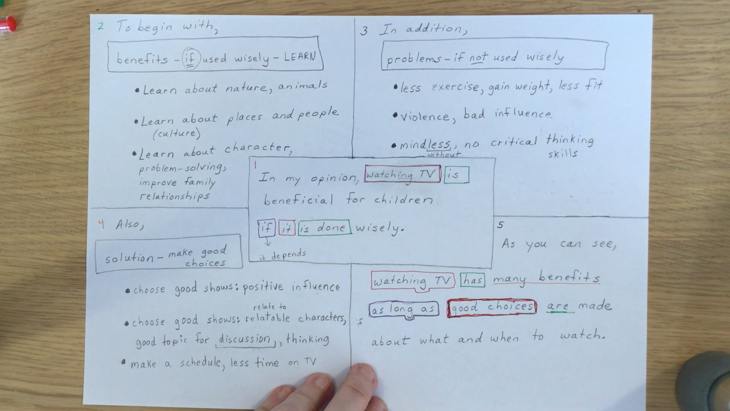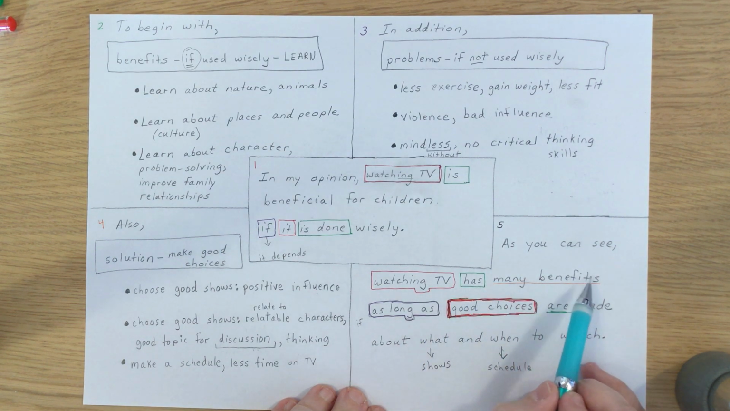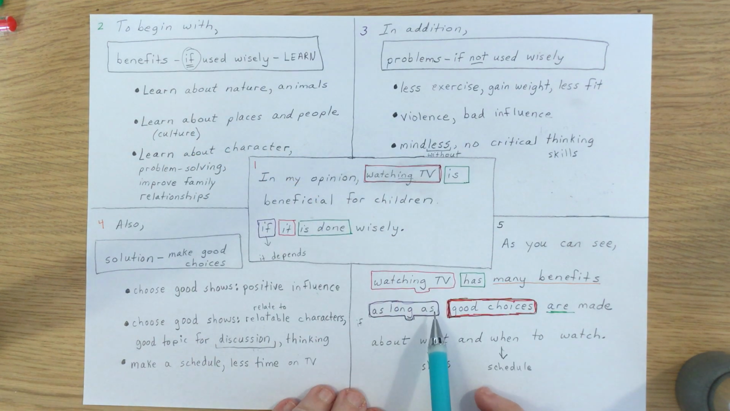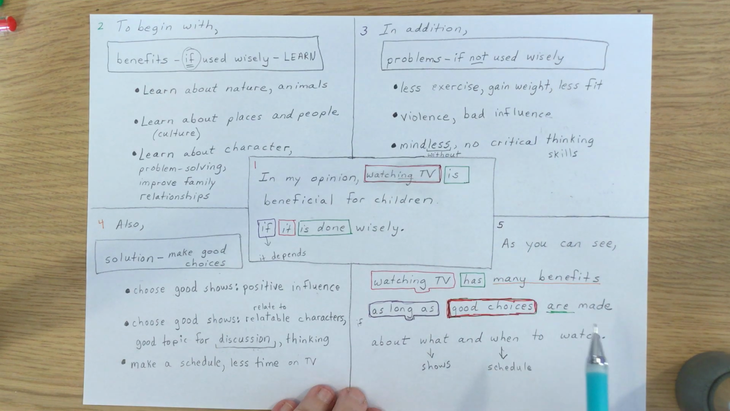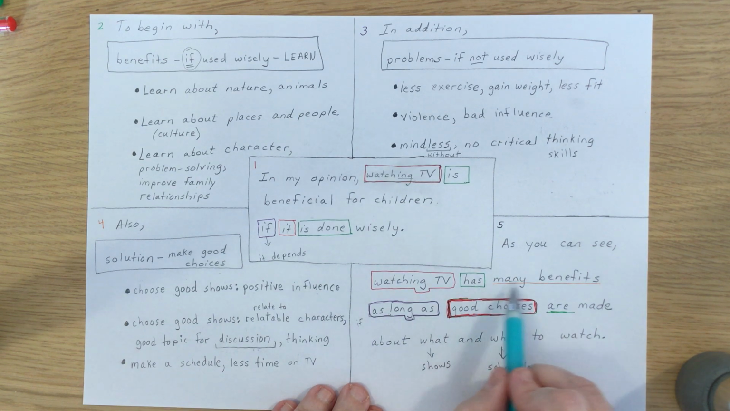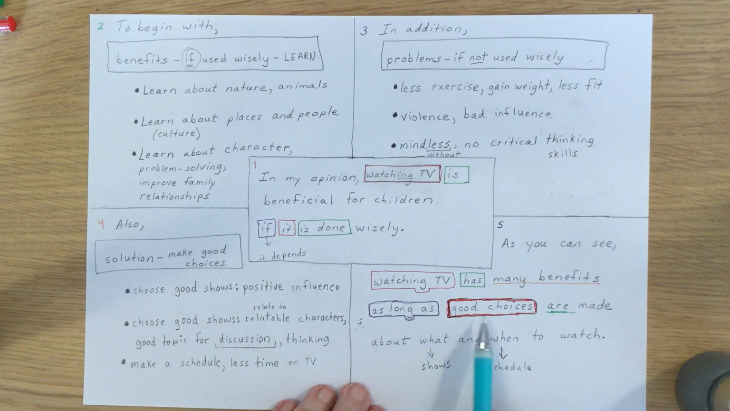So "what" talks about the shows, because remember I said choose good shows. And the "when" is talking about the schedule, make a schedule. So what time, how much time, what days. So here I say, watching TV has many benefits, as long as good choices are made about what and when to watch. I didn't touch on this paragraph because it is implied with this "as long as." This means if this is not done, then it will not have many benefits. And the opposite of benefits are problems. So this will happen if this does not happen.